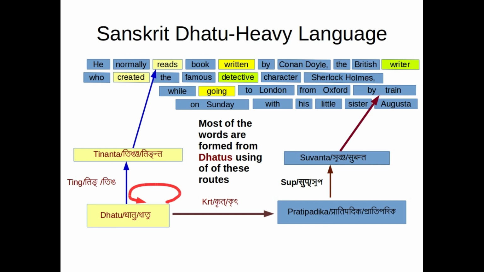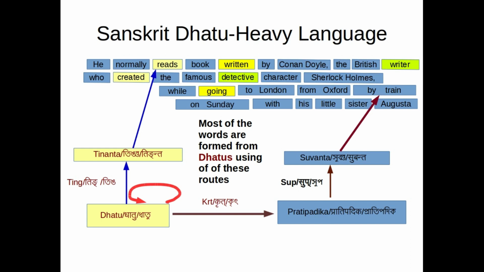Which are these roots? From a dhatu, we can directly apply ting pratyaya to get a tinganta pad, which is a verb word, or we can start from a stand-alone pratipadika. We apply sup pratyaya on it to get subanta padam, or we can start from a dhatu, apply on it some krit pratyaya, and then get a pratipadika which we use to form a subanta pada with the help of sup pratyaya.